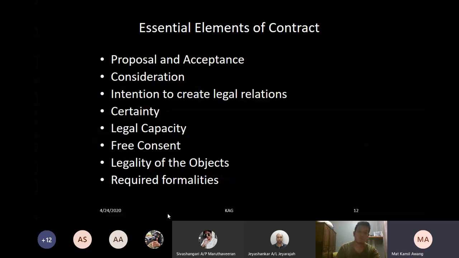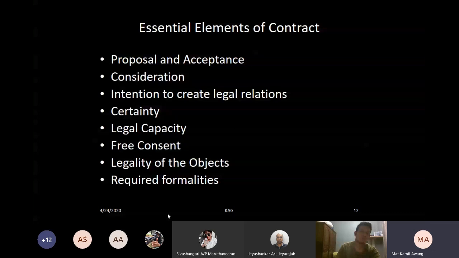So anything that is illegal, the object is illegal, or the transaction is illegal, you cannot have a valid contract. And the last one is required formalities. It has to be written, for example, it has to have witnesses, those kinds of things. So it has to be properly signed and stamped. So there are required formalities. These are the 2, 4, 6, 8 essential elements of contract.